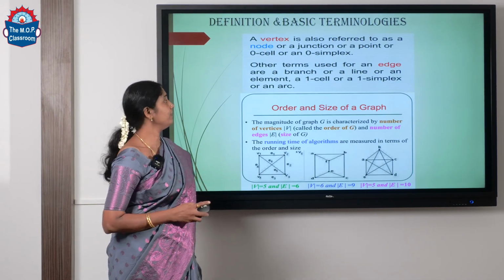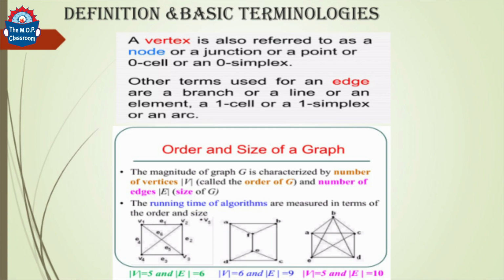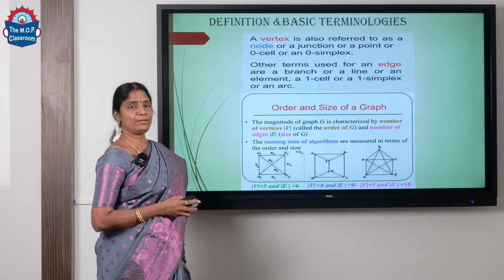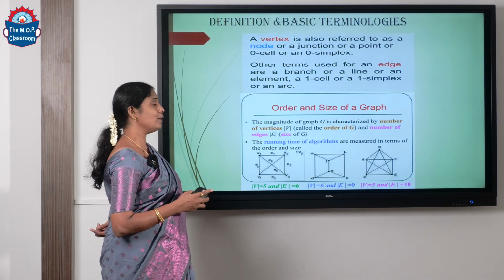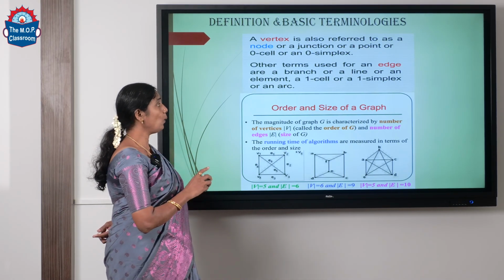The next terminology I have coined here is that a vertex can also be given different names. For example, a vertex can be called a node or a junction, some authors call it a vertex, or even a zero cell or a zero simplex. In the same way, an edge or line segment has different terminologies, for example a branch, a line, an element, a one cell, a simple arc or a simplex. All these are different terminologies for the vertices or edges of a graph. As I said, any graph is based on two basic concepts, which are vertices and edges.